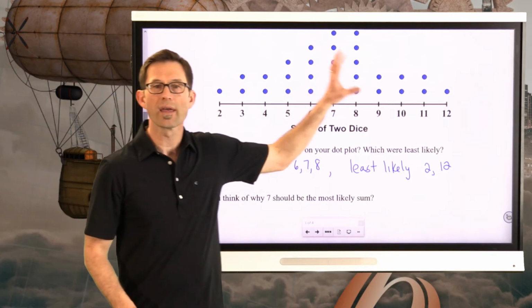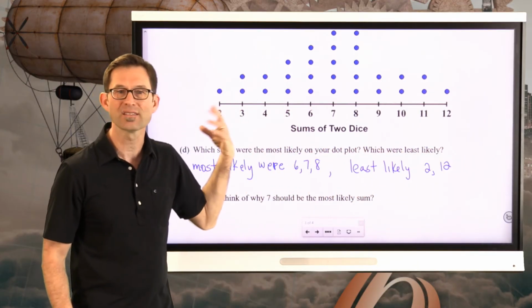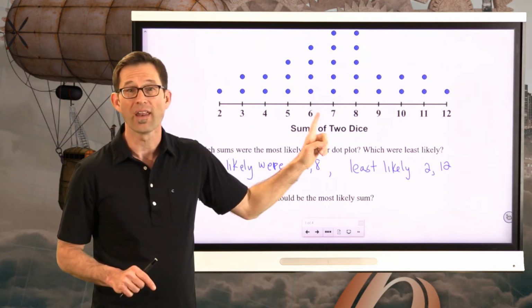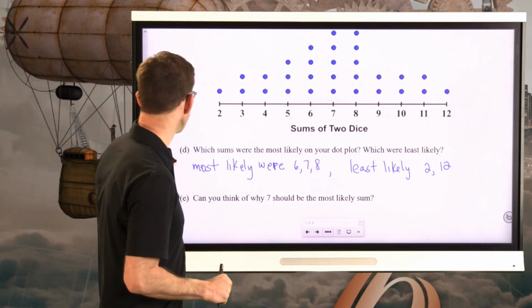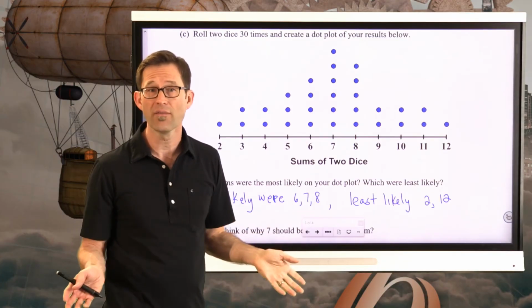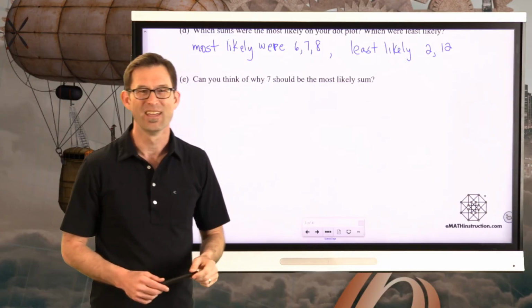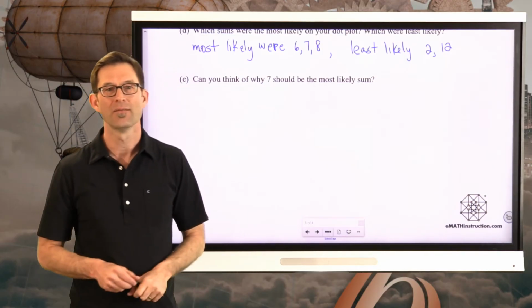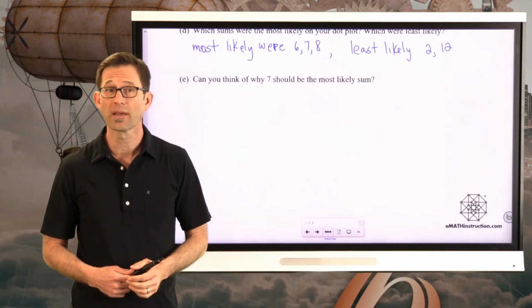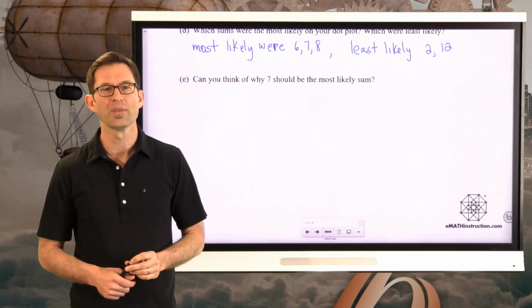So it appears like the most likely ones were these sums in the middle, and then it tailed off towards the end, becoming less likely as we got away from that middle. Now, that of course leaves us right at the middle as being the most likely. And it was definitely the one that I had happen more than any of the others. So 7 came up for me more than any of the other ones, right? So our final question in Math 6, letter E. Can you think of why 7 should be the most likely sum? And it should be the most likely sum. Why is it? Pause the video now and think literally about how you come up with these sums.